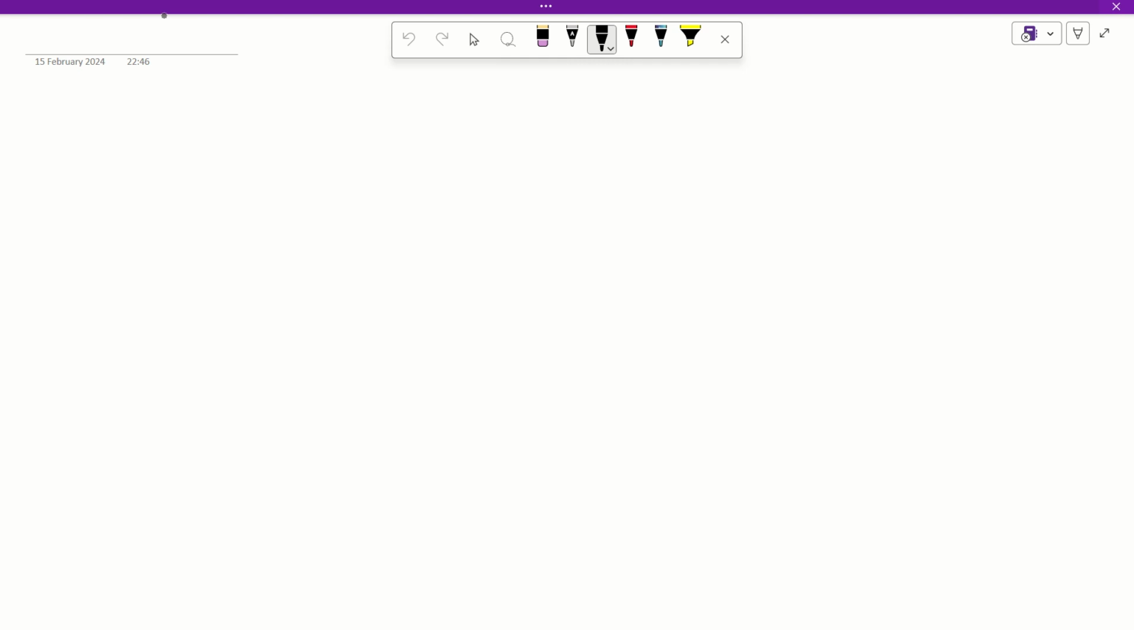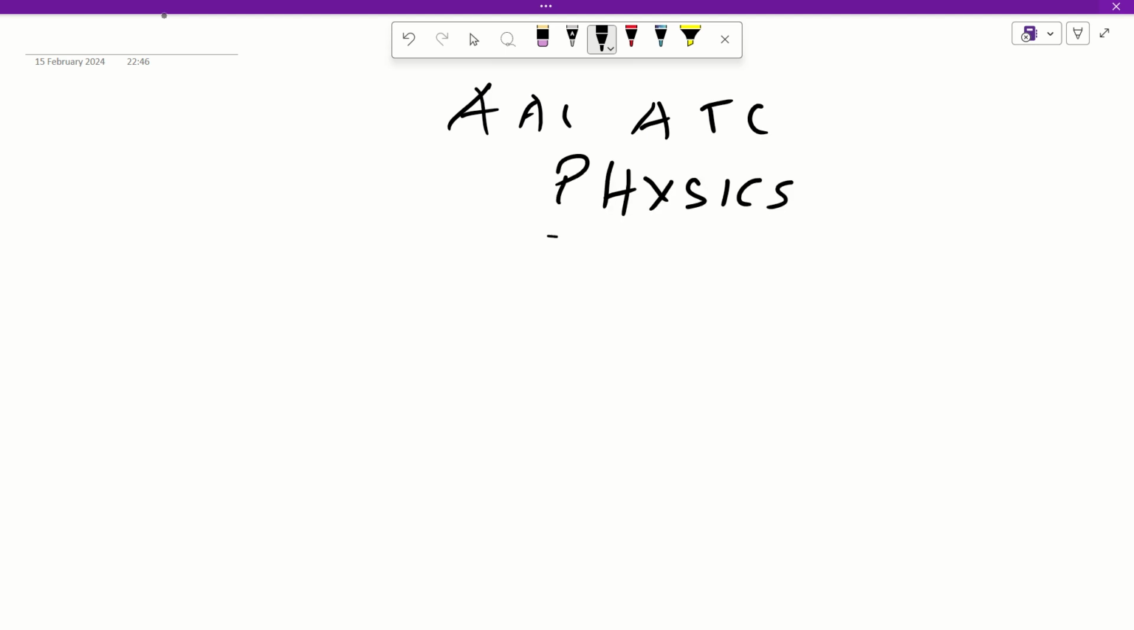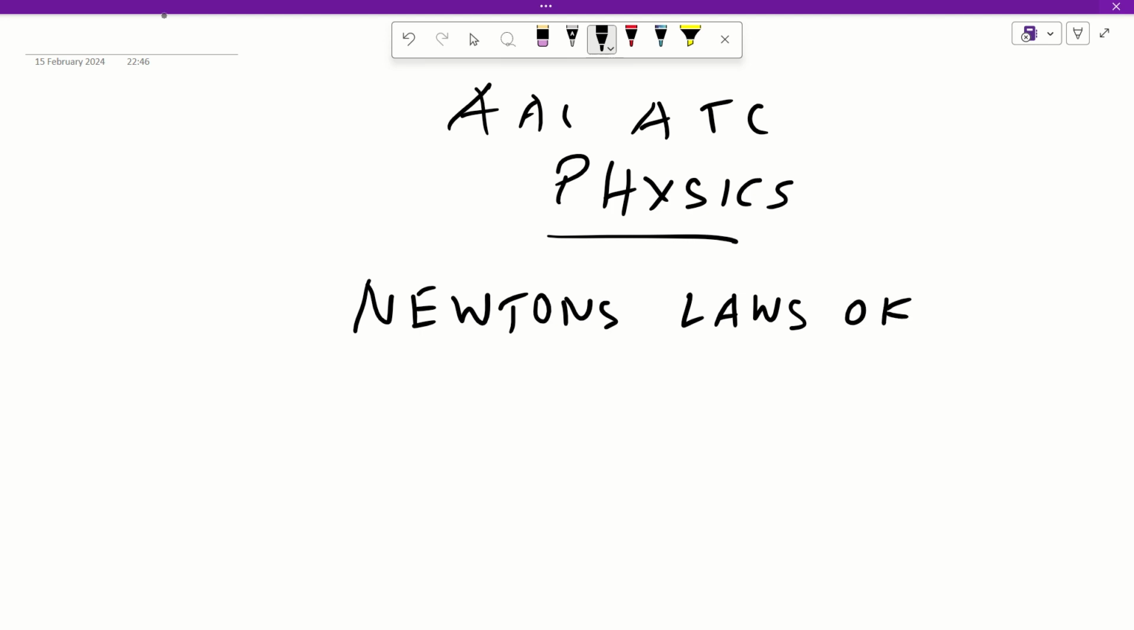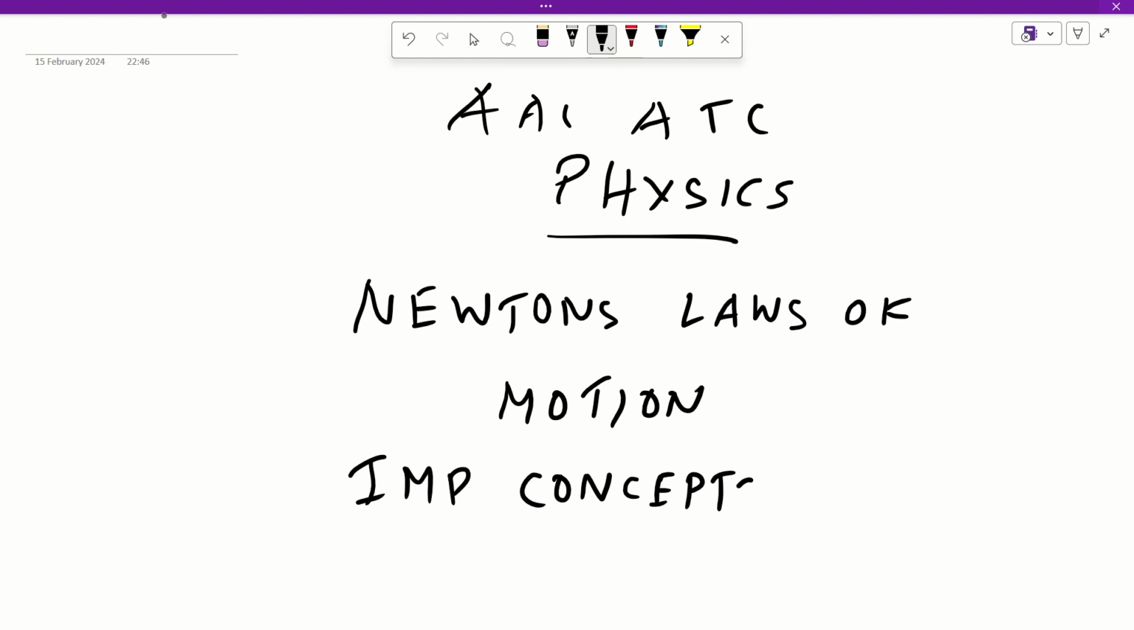Okay, physics, we are going to continue with physics. The next chapter we are going to focus on today is Newton's laws of motion. In this chapter also, we're going to discuss important concepts as well as formula revision. Okay, so let's start the class.